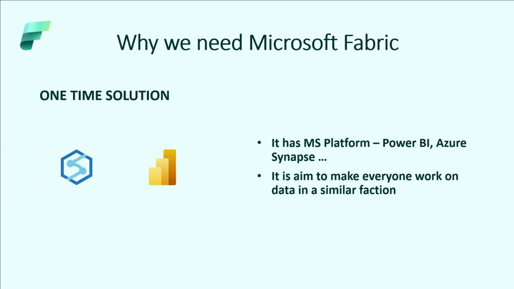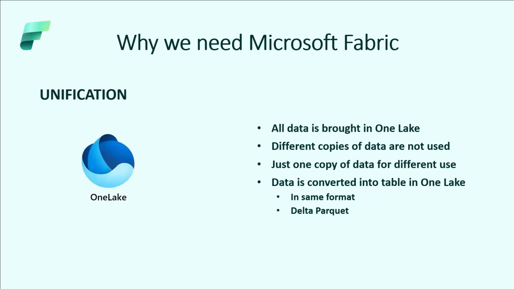So Microsoft has come up with Microsoft Fabric, which is kind of a one-stop solution for all these things, where you will have a Microsoft platform, and inside it there will be Power BI, Azure Synapse, and almost all the things which we use in Microsoft technologies. It aims to make everyone work on data in a similar fashion. Different sources we need to work on in different ways, but Microsoft wants everything to be done in a similar fashion. So they introduced Microsoft Fabric. It is like a one-stop solution.